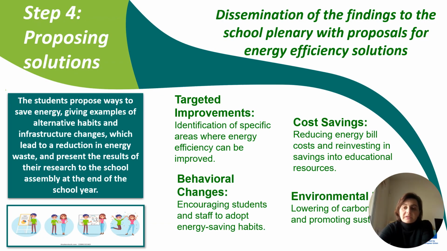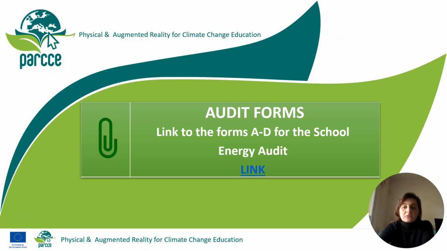Finally, there is a presentation with the dissemination of their findings. The students propose ways to save energy, giving examples of alternative habits and infrastructure changes which lead to a reduction in energy waste. They target improvements of specific areas. They highlight the cost savings and the environmental impact on their carbon footprint. Last but not least, they encourage all involved in the school community, students, administration staff, and teachers, to adopt the energy-saving habits they propose. This is the link to the audit forms as we propose them, but adjustments can be made depending on the goals of every school unit.